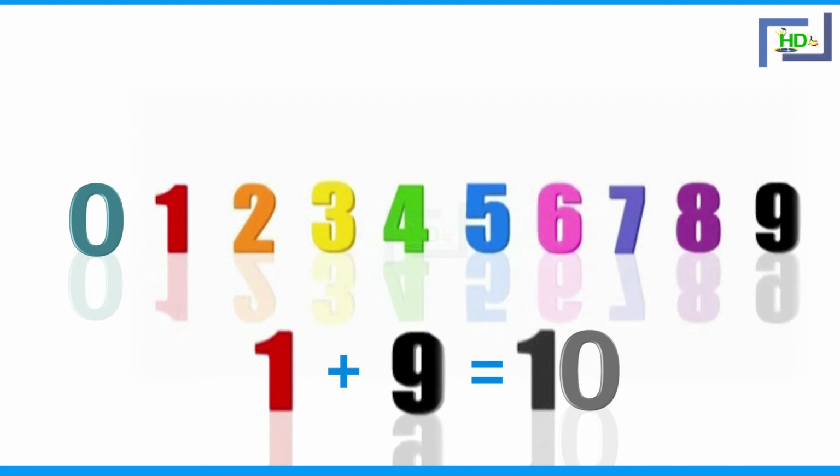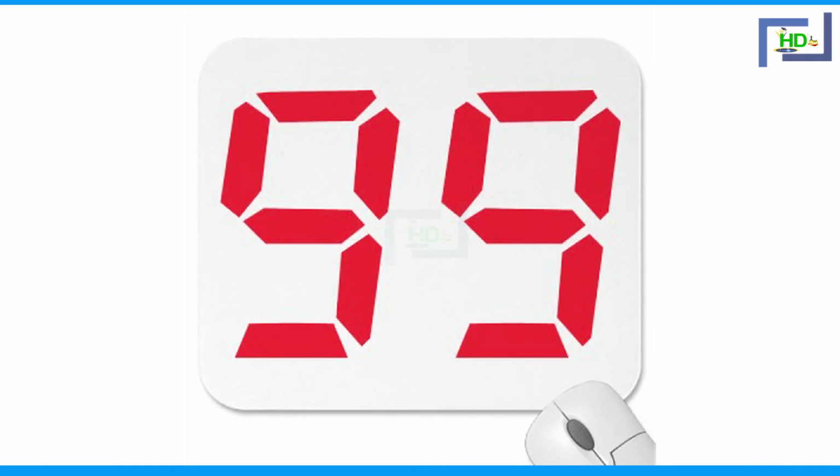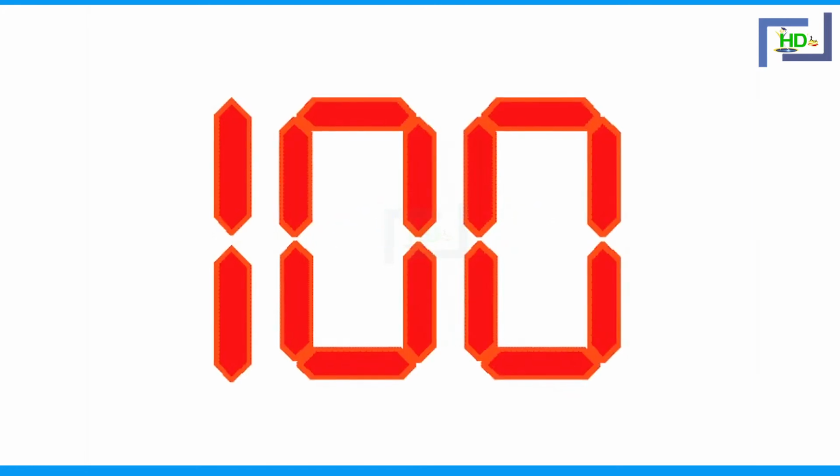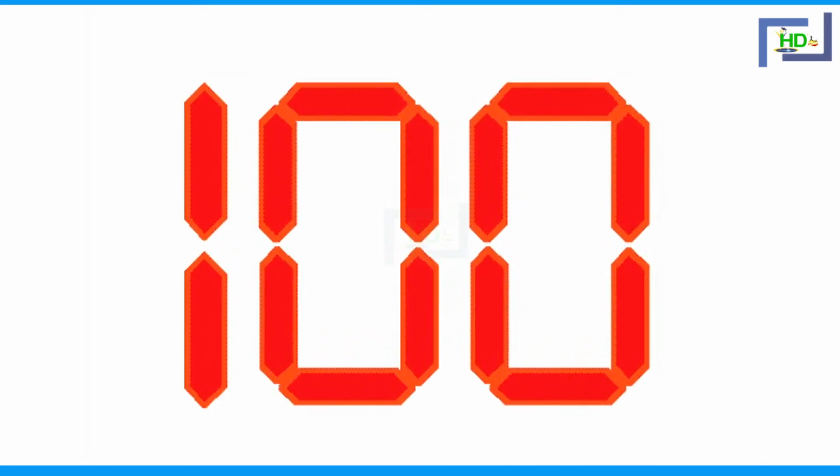Here 10 is the smallest two digit number. And what is the largest two digit number? Yes, it is 99. And if we add 1 to this number, we'll get the smallest three digit number. That is 99 plus 1 is equal to 100. So 100 is the smallest three digit number.